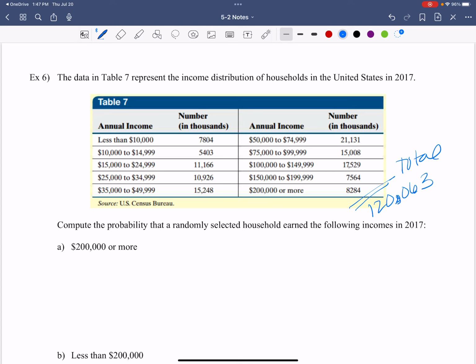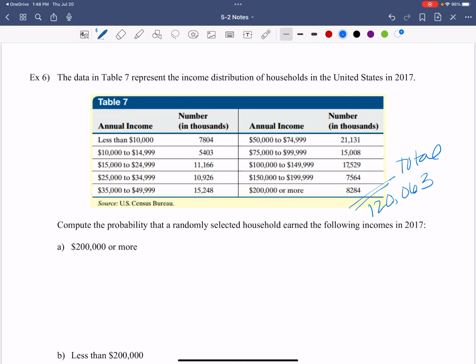120,063. Check my math on that out of the calculator. Do you get the same thing? Okay, so that is my total in thousands, by the way. So that's my total in thousands.